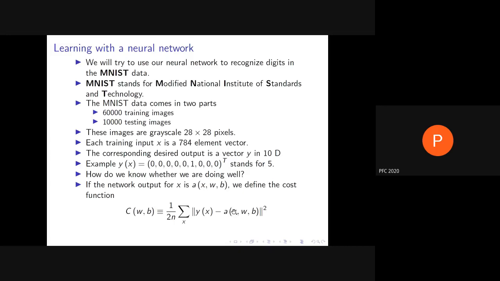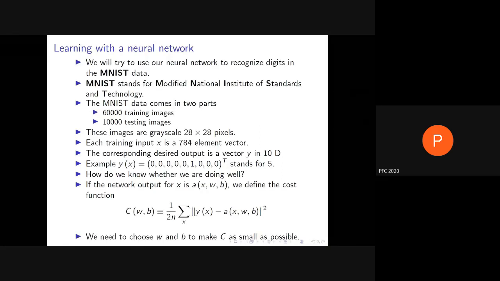The cost function is calculated by finding out how much the prediction for each input, which is A, deviates from the label Y. Then you square the deviation so that you don't cancel positive and negative deviations. And then you just average all of them out. That's the cost function.